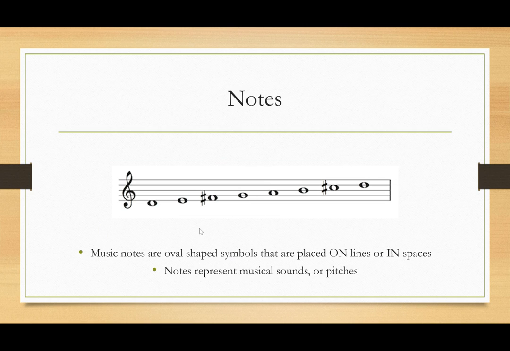Music notes are oval-shaped symbols that are placed either on the line or in a space. And notes represent musical sounds or pitches. So as you can see, we've got notes in spaces here. We've got these ones in spaces, and we've got these ones on lines.